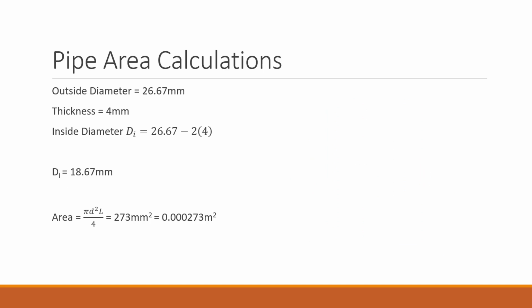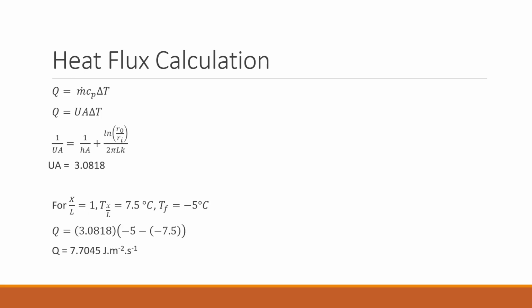This pipe has an outside diameter of 26.67 millimeters, which corresponds to the pipe being 3/4 of an inch in nominal diameter, and this is typical of this pipe. The thickness is 4 millimeters, and the inside diameter is the outside diameter minus 2 times the thickness, which gives an inside diameter of 18.67 millimeters. The area is πd²/4, which is 273 millimeters squared, which equals 0.000273 meters squared.